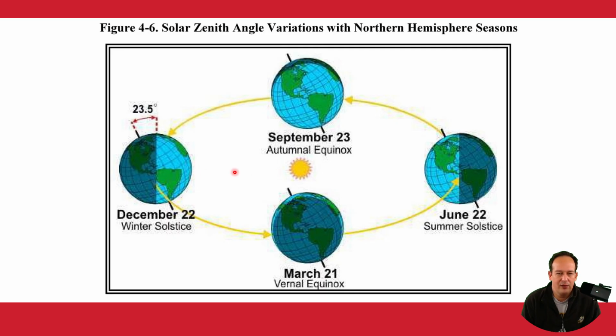So the difference is about 3 million miles. The average is about 95 million miles, but we're about 3 million miles closer to the sun during December than we are during June.